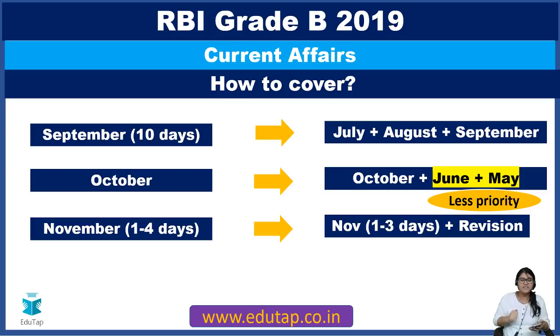Next, coming to the month of October, what you will do is keep doing the same month's current affairs, October plus June and May. I have highlighted June and May because this is of less priority. You can leave it, but I would not recommend leaving it; at least go through it once.